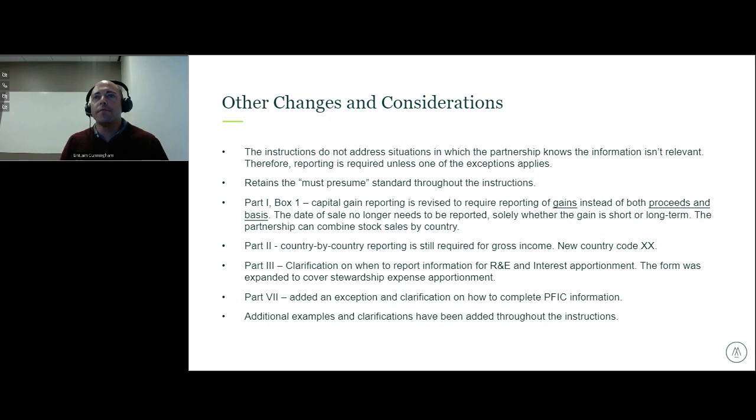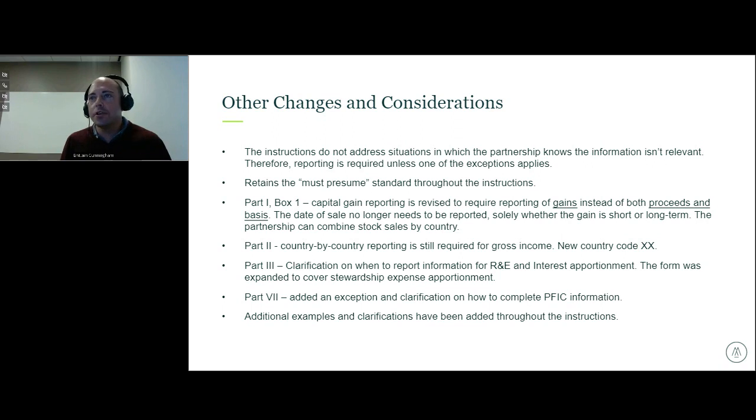Part one, box one, capital gain reporting: if you're doing a lot of capital gain reporting, we no longer have to report the proceeds and basis, just the gain can be reported, and whether it is short or long term. And also the partnership could now combine stock sales by country, but we still have country by country reporting, although they have added a new country code XX, which can be used when we don't have a country code or don't know what the country is. But I would only use that if you're not able to find the country.